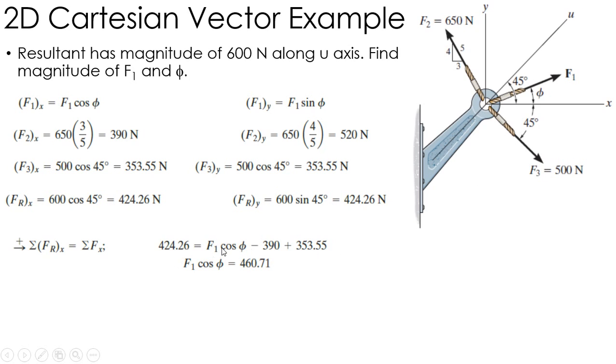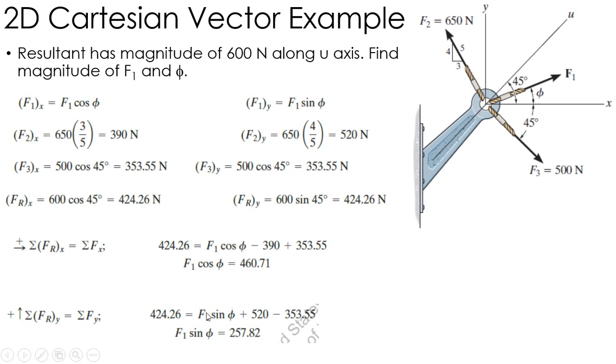Okay. So solving that for F1 cosine phi, I get 460.7. So again, I'm solving for something other than the resultant. Add up each of the components and set them equal to the resultant in this case. I do the same thing in the y direction, where my resultant in the y direction is 424.26, again because I'm at a 45 degree angle.